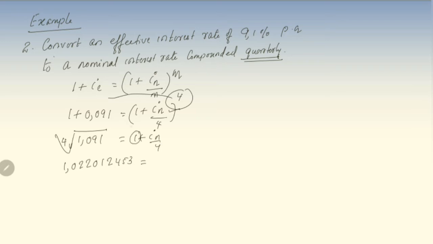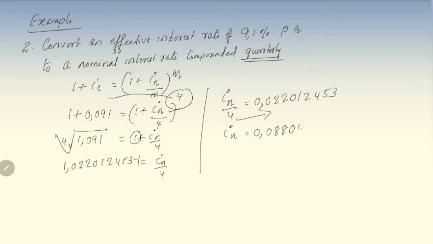Now I'm sending this 1 to the other side, that is going to be subtracted. That is i nominal divided by 4. You will get it. So what is the interest rate? The nominal one divided by 4 is going to be 0,022012453 after the subtraction with the 1. Now to get the interest rate, you have to send the 4 to the other side, so we multiply this number. So it's going to be 0,088049812. You will get it.